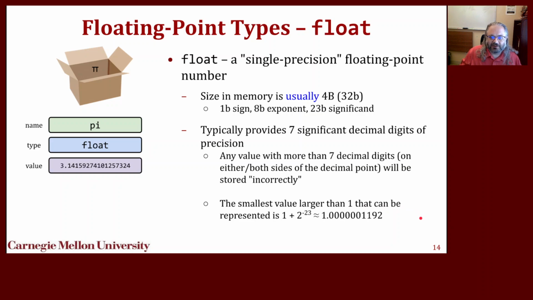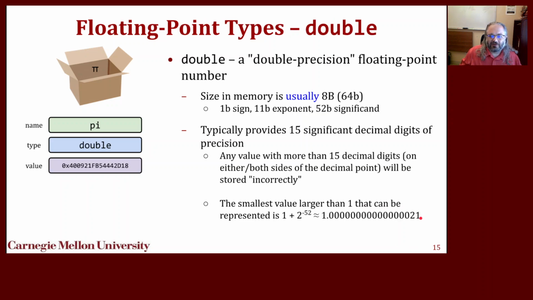The next largest is called a double. It's called a double because it is double precision floating point. And by double precision, that means we get twice as many significant figures before we start getting rounding errors. It's also double the size in memory. So a double, or a double precision floating point encoding, is usually 8 bytes in memory, or 64 bits. Of those 64 bits, 11 are used for the exponent, 52 are used for the significand.